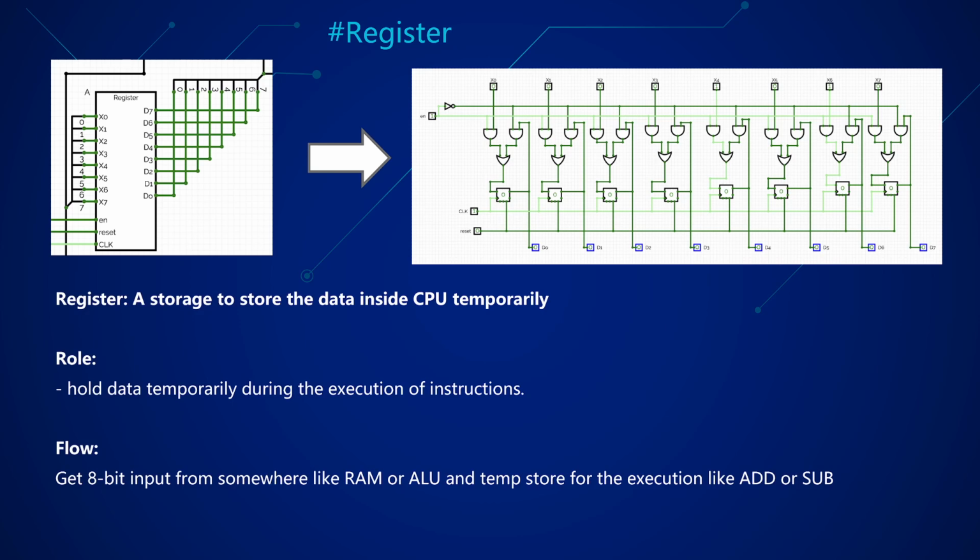Register is storage used to store data inside the CPU temporarily. Its role is to hold data temporarily during the execution of instructions. The flow is to get a 4-bit input from somewhere like RAM or ALU, and then temporarily store it for execution, like add or sub operations or store A operations.